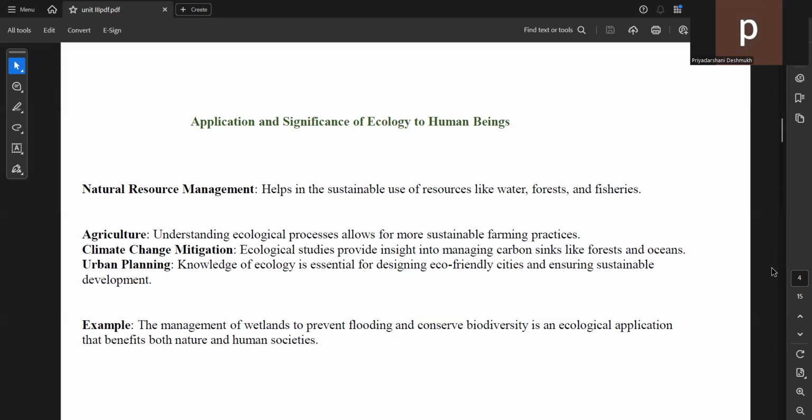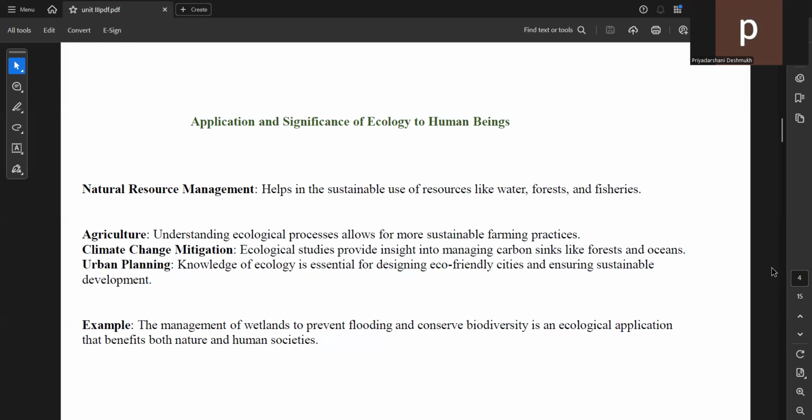These are the four main parts in ecology that give significance to ecology and also to human beings. Natural resource management helps in the sustainable use of resources like water, forests and fisheries. In agriculture, understanding ecological processes allows for more sustainable farming practices, whereas in climate change mitigation, ecological studies provide insight into managing carbon sinks like forests and oceans.